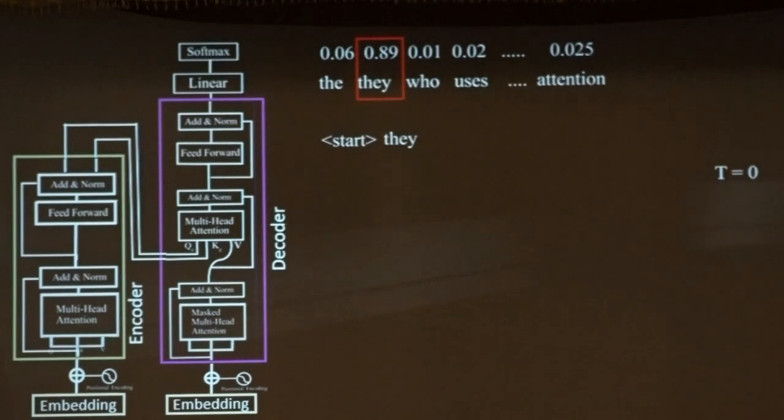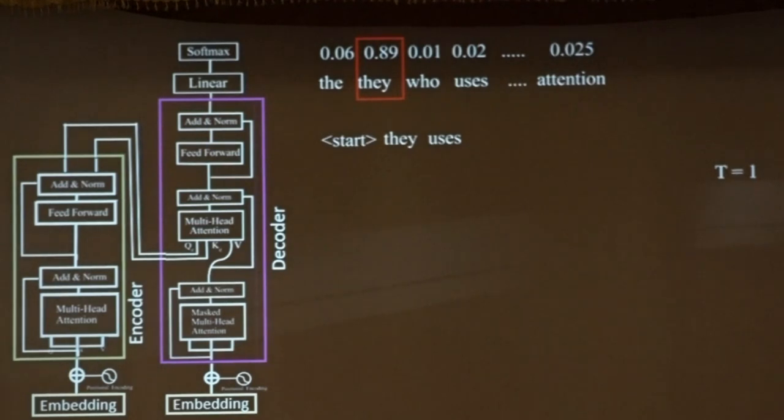Then the next time step, t equal to 1. What happened? Both those tokens, the first and second token, are fed as the input. It's continuous because I need to get the next word to be predicted in my target sequence. Now these two tokens together are fed into the decoder part, and the same task repeats. And the next word identified is the word with the probability 0.02, which is uses. This has happened at the time step t equal to 2.